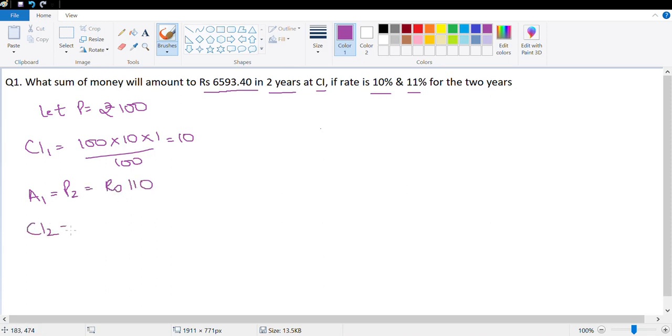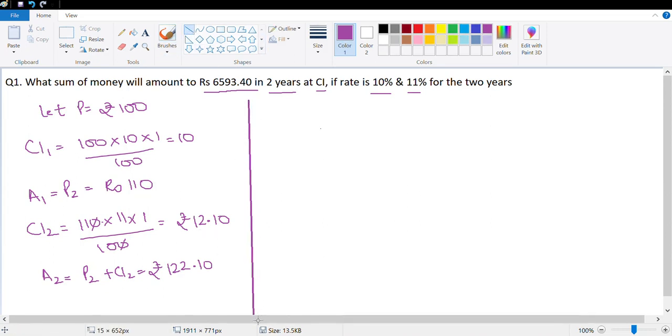Our compound interest for the second year will be principal into rate. In this case, it's 11 into 1 upon 100. That's 11 into 11, that's 121. 121 divided by 10, so that's 12.1. Since we are talking about money, I'll put two decimal places. So amount 2 would be equal to principal 2 plus compound interest 2. So that's 110 plus 12.10, that's 122.10. That's correct.